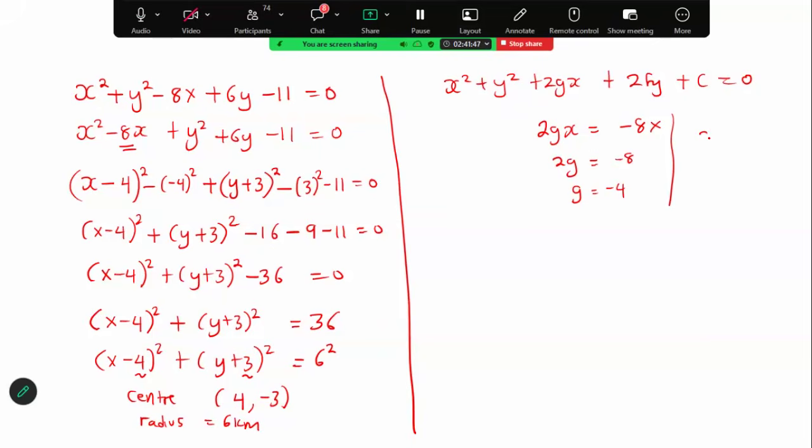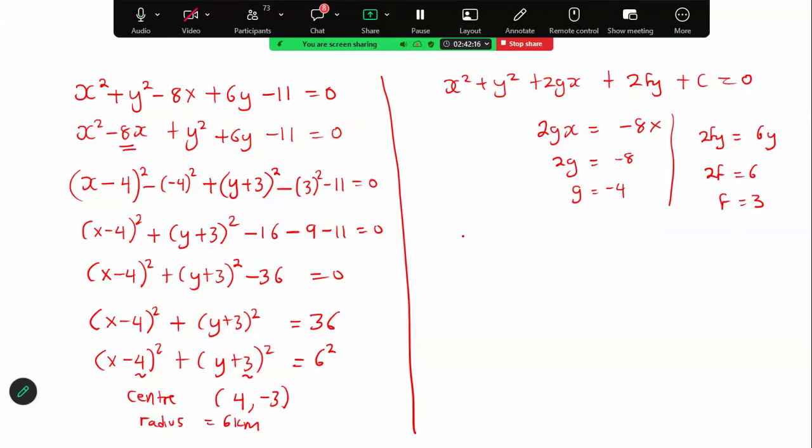Then you want to compare your 2fy to 6y. Then you say 2f is equal to 6. Your f is equal to 3. Then you go back and say, now what is my center? The center is given by negative g and negative f. That one is also okay. It is also okay as long as you have shown how you are obtaining the other parts.